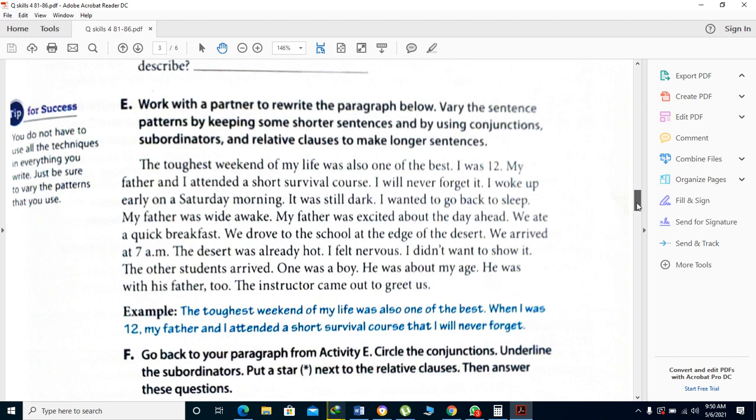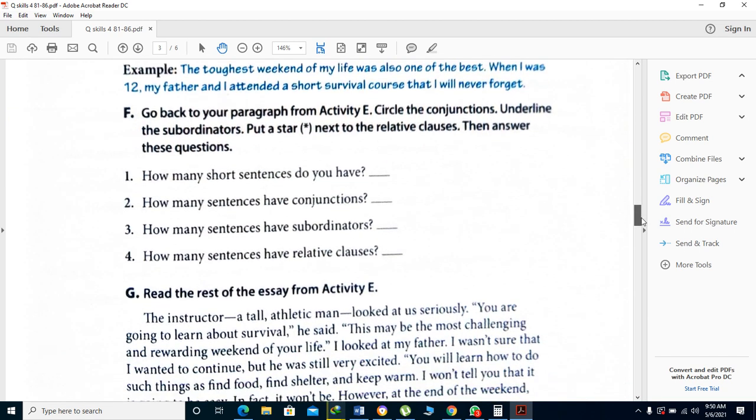Let's see what we have in this exercise. So these are the questions that you have to answer based on what you have written there. How many short sentences do you have? How many sentences have conjunctions? How many sentences have subordinators? How many sentences have relative clauses? So you can answer these questions once you do the exercise.